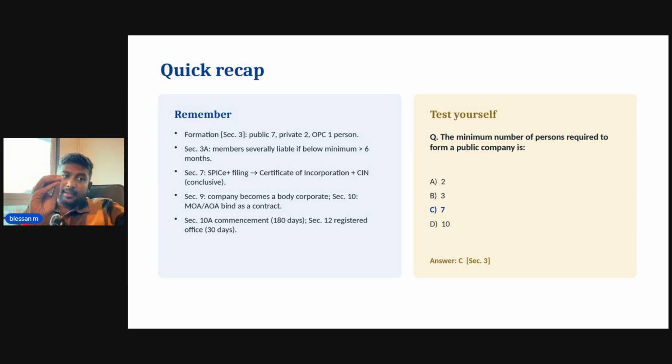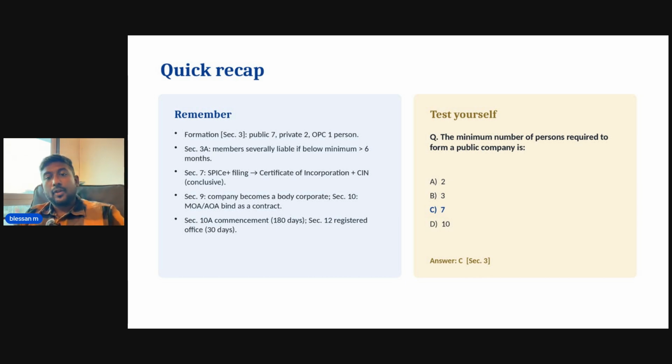And the commencement of business is different from incorporation. The commencement of business happens once the company files INC 20A, and that has to be done within 180 days of incorporation. Then the company must have a registered office. The registered office would be the office where the company's official communication would be sent. The company should also have its CIN and certificate of incorporation prominently displayed, and the registered office must be notified within 30 days of incorporation.